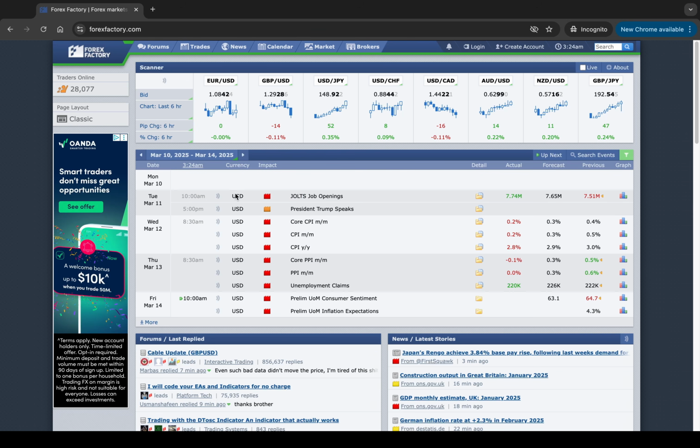Now, if we didn't have any medium or high impact news on this day here on Tuesday, then I'd see that as low probability because it'll be an empty Tuesday ahead of CPI. But that's not the case here. Wednesday is a good day to trade after 8:30.